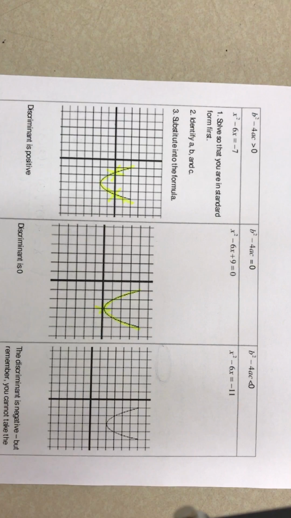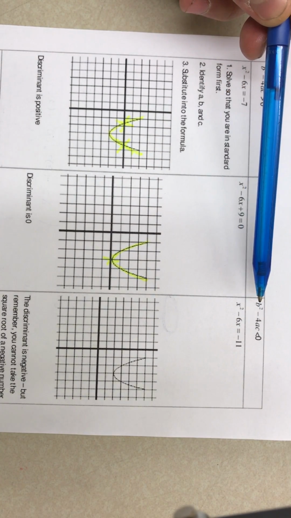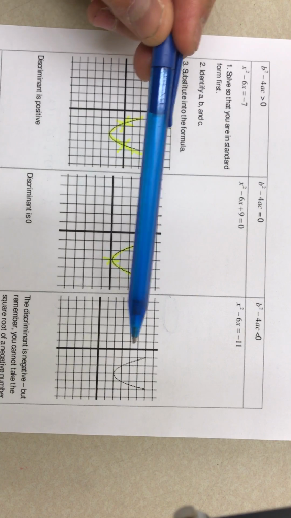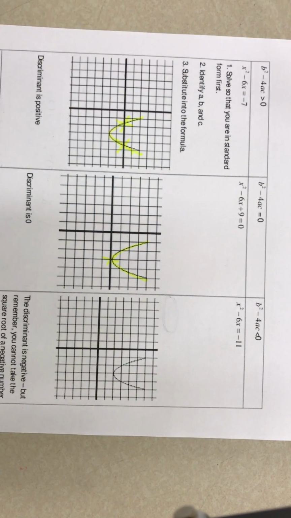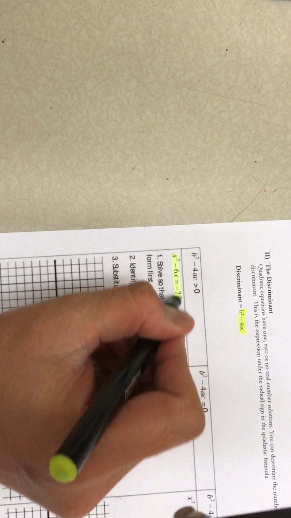Therefore, it's going to have 1 solution. And last but not least, when the value of the discriminant is a negative number, then the graph will not touch the x-axis, and therefore it will not have any solution. So without even solving the problem, we can analyze the discriminant, and we can tell whether or not it has one solution, two solutions, or zero solutions.